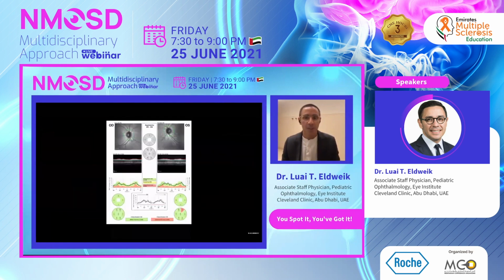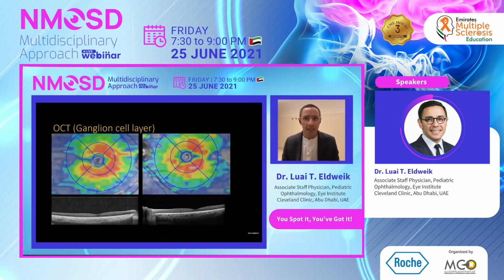What's next? The OCT. Remember the OCT that we did in the first case? Look at the OCT here. There's early loss of the nerve fibers in the left eye. There's a new study that we added for patients with optic neuritis, and it is the ganglion cell layer analysis. We look at the ganglion cell layer in the macula, and usually the damage starts here, so you can spot it earlier before you see it in the optic nerve. And as you can see here, the patient has already lost some fibers in both eyes.